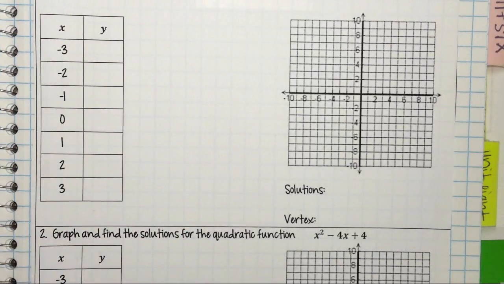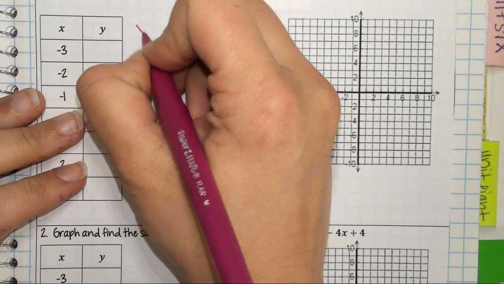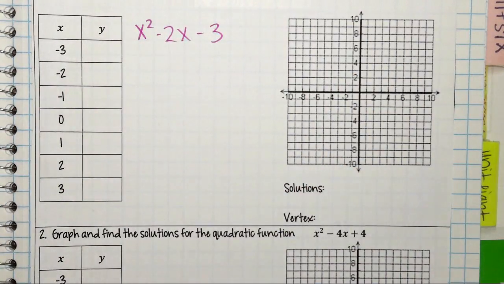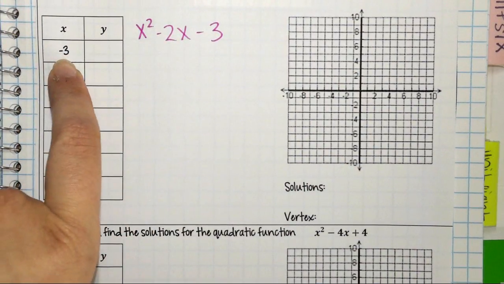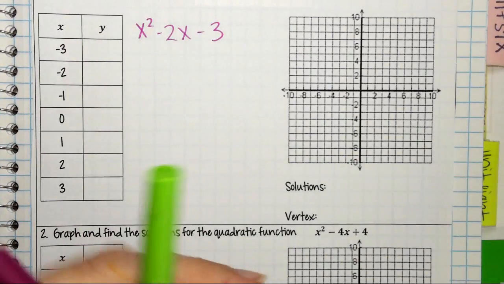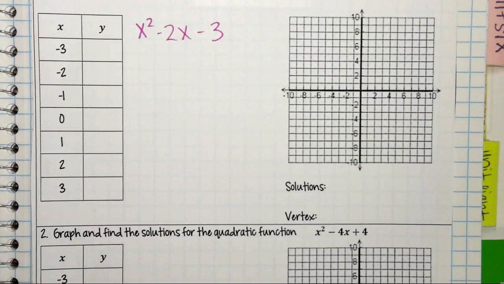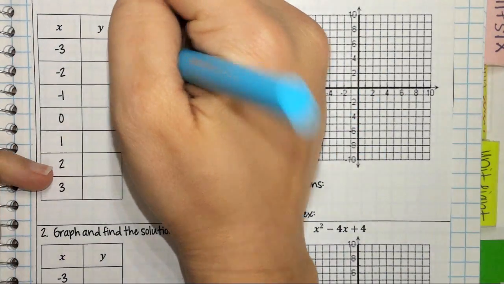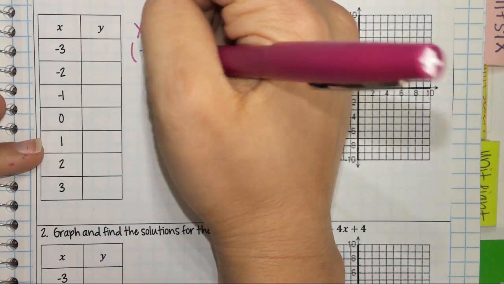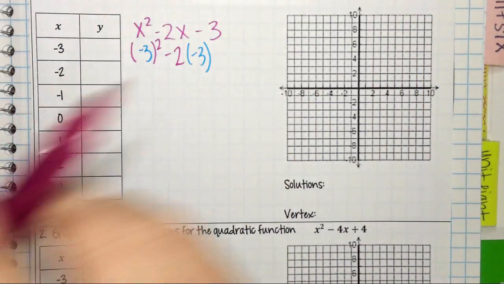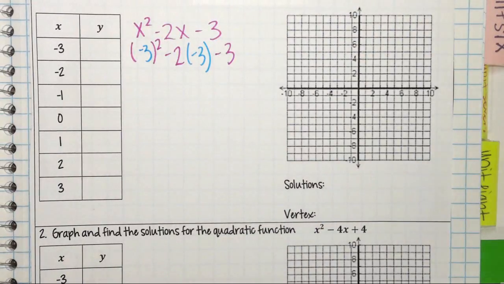So what we're going to do is we're going to write x squared minus 2x minus 3. And everywhere we see an x, we're going to plug in these values. And we're going to work them out line by line. Does everybody understand? Now, it helps a lot of times if you have a process column, and that's what we're creating. So we're going to plug in negative 3. And we're going to get negative 3 squared minus 2 times negative 3 minus 3.